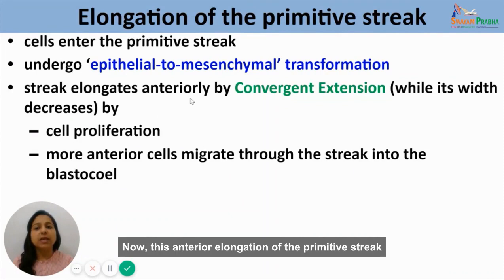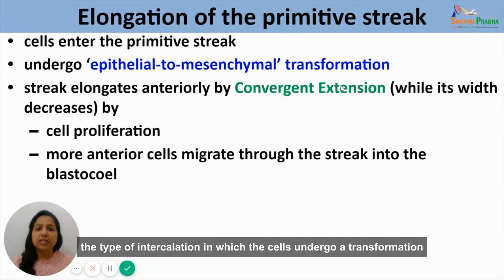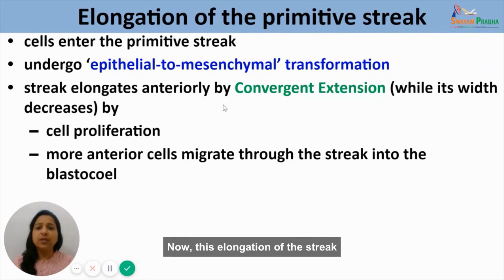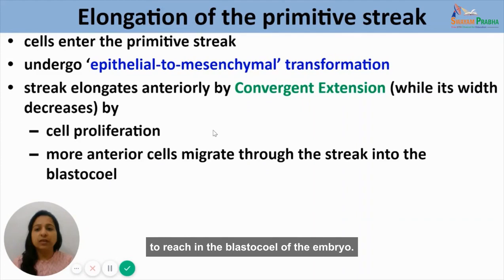Now this anterior elongation of the primitive streak occurs by convergent extension. If you remember, convergent extension is the type of intercalation in which the cells undergo a transformation within their own layers, thereby increasing the length of the layer and decreasing its width. Now this elongation of the streak during convergent extension is mediated by cell proliferation, that is an increase in the number of cells by their continuous division, and more cells migrating through the streak to reach the blastocoel of the embryo.